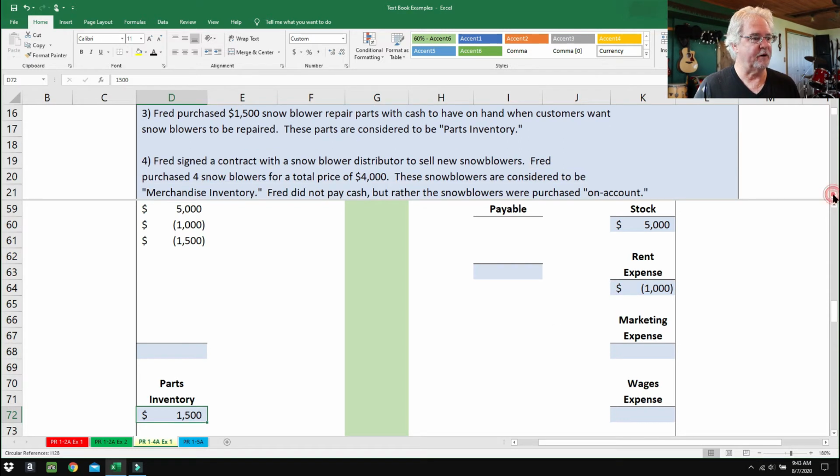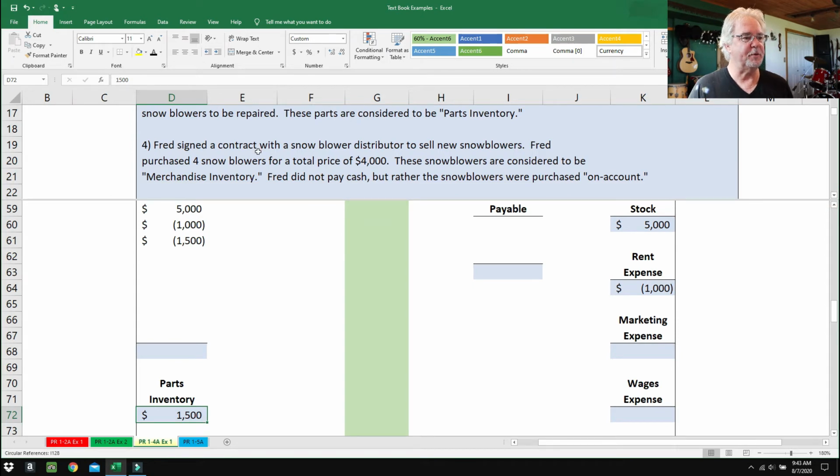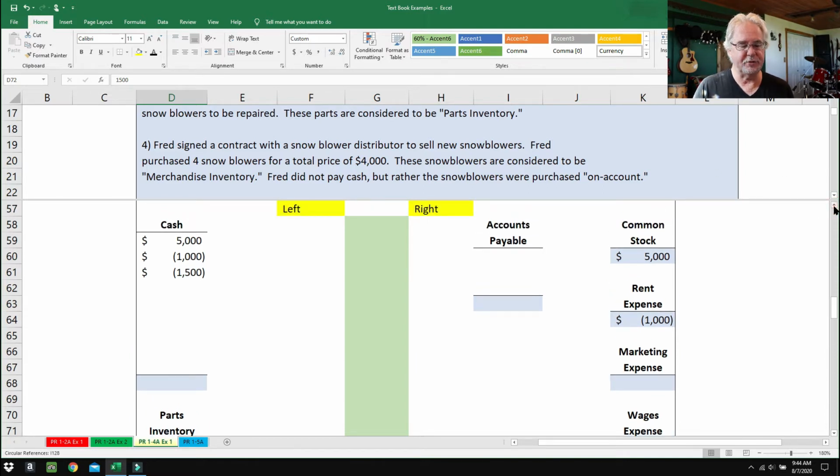So number 4, Fred signed a contract with a snowblower distributor to sell snowblowers. Fred purchased 4 snowblowers for a total price of $4,000. These snowblowers are considered to be merchandise inventory. Fred did not pay cash, but rather the snowblowers were purchased on account. So in other words, Fred owes this money.